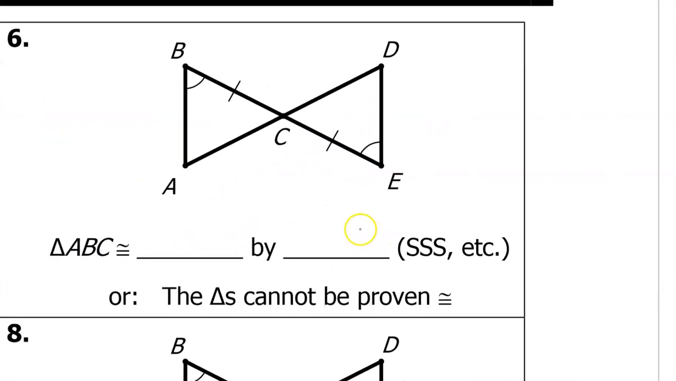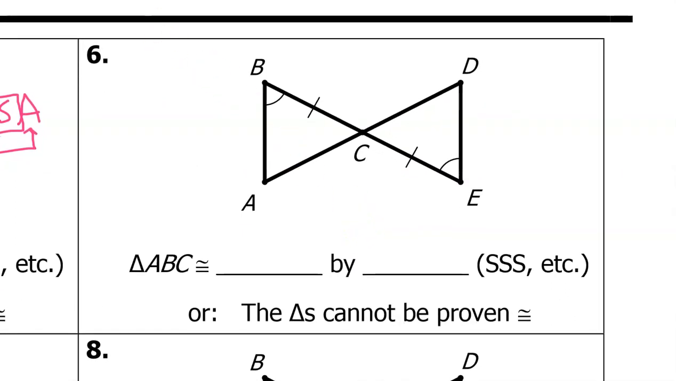Jump over to problem number 5. Go ahead and mark the vertical angles congruent, just like before. All right, so the vertical angles are congruent. Now, focus on one triangle at a time. So let's focus on this triangle for a moment.